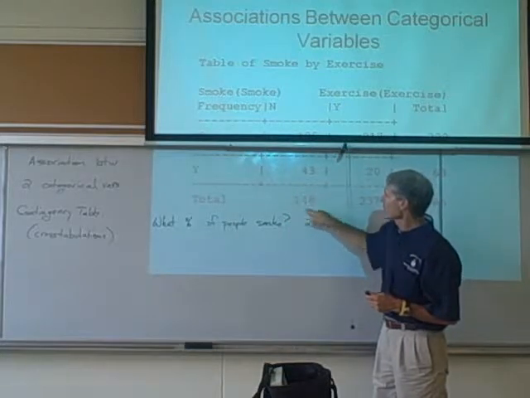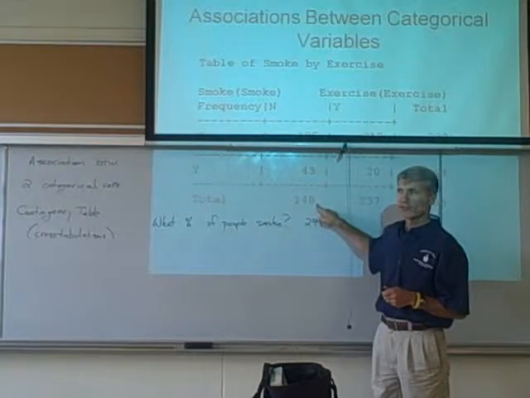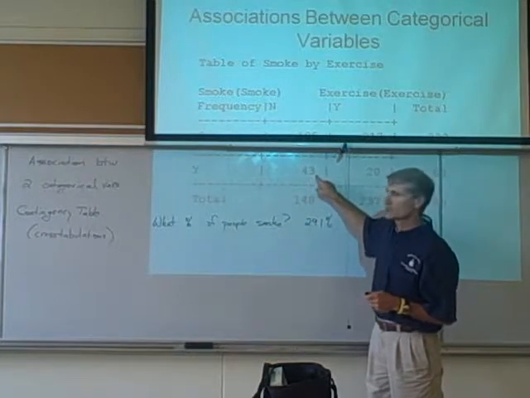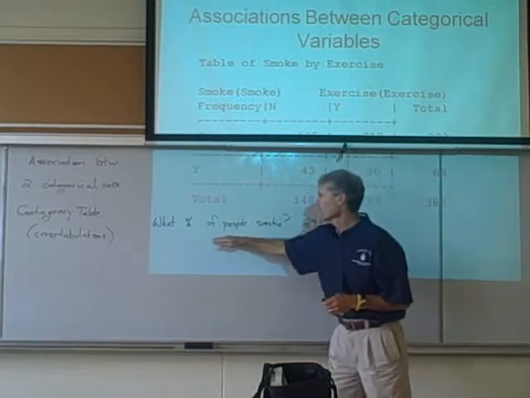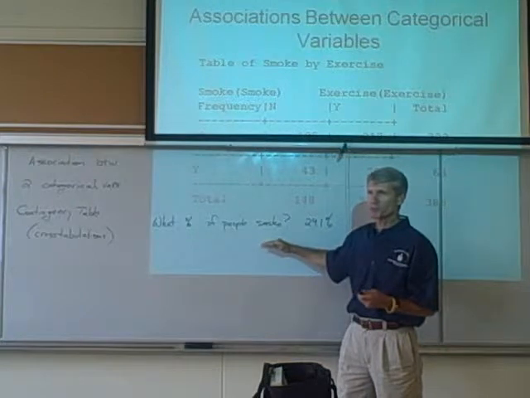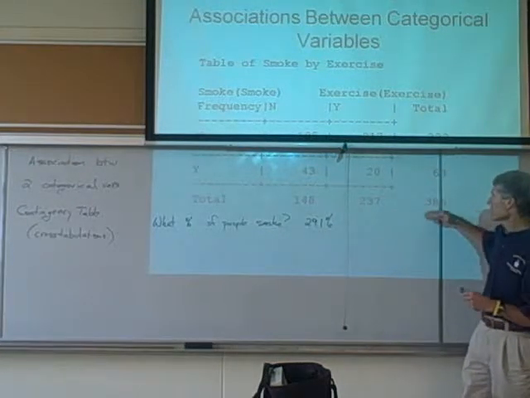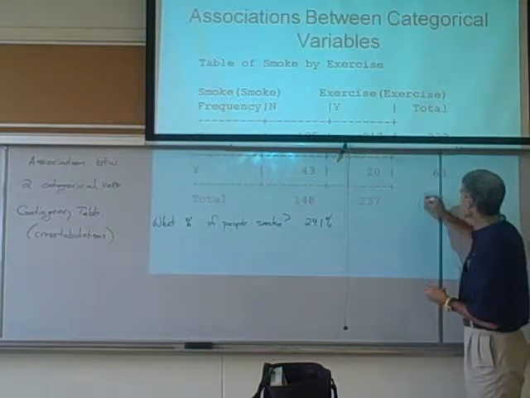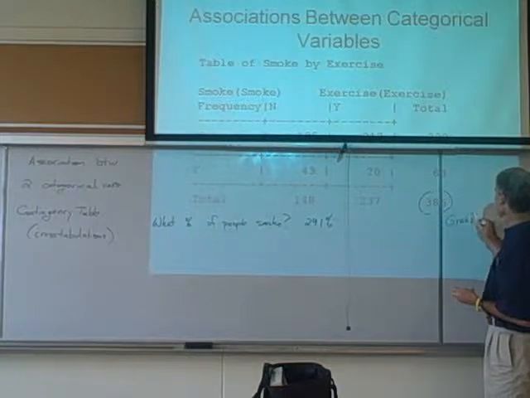She looked at 148 as her denominator, so that's people who don't exercise. So she got the number of smokers among those who don't exercise. But I didn't say that here, I just said, of all of them, how many smoke, or what percent smoke. So what will the denominator be? The 385. This number sitting down here in the corner of the table is called the grand total.